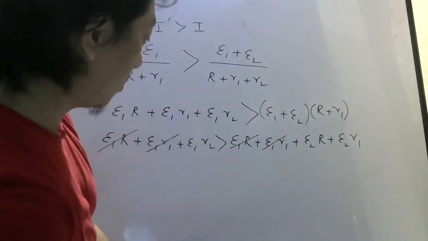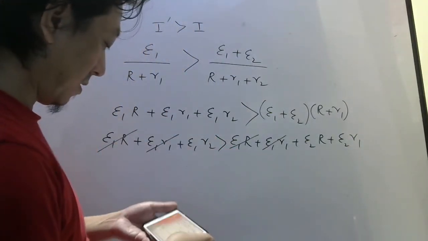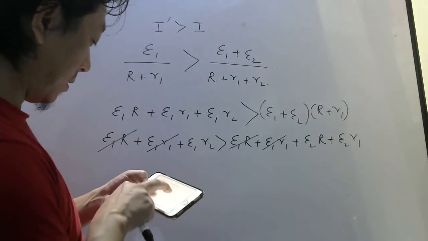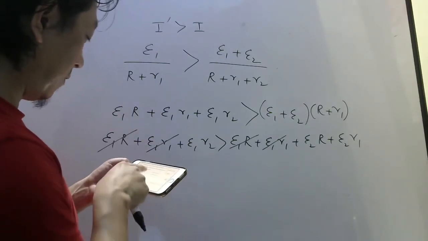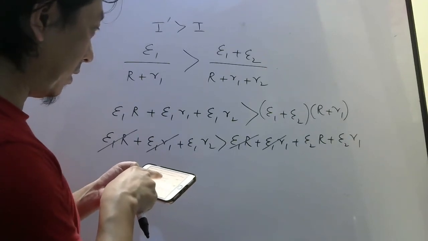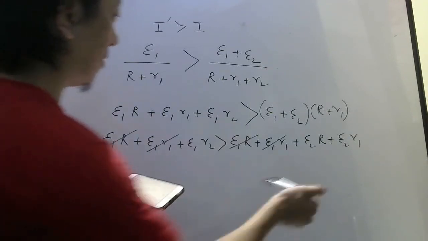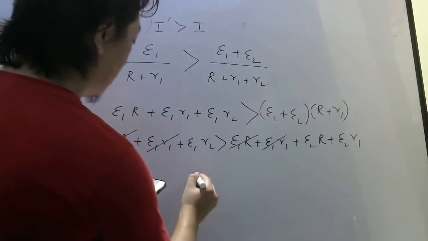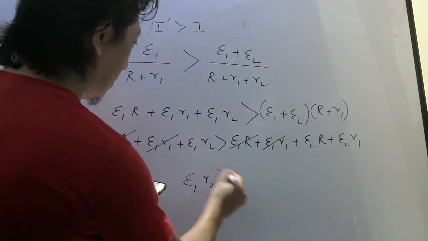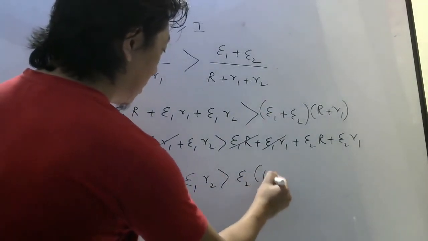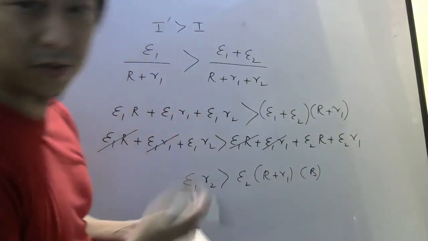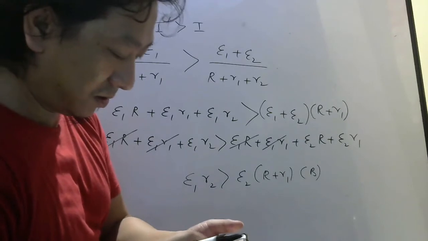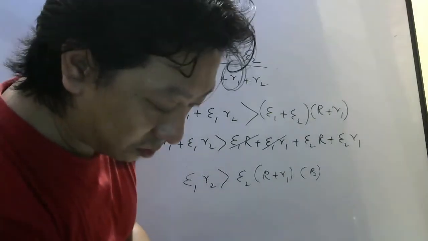So let us see which option this is. E1 R2 should be greater than E2 times R plus R1. Yeah, second option. So E1 R2 should be greater than E2 times R plus R1. So option B. This is more like algebra you have to do. That's it.